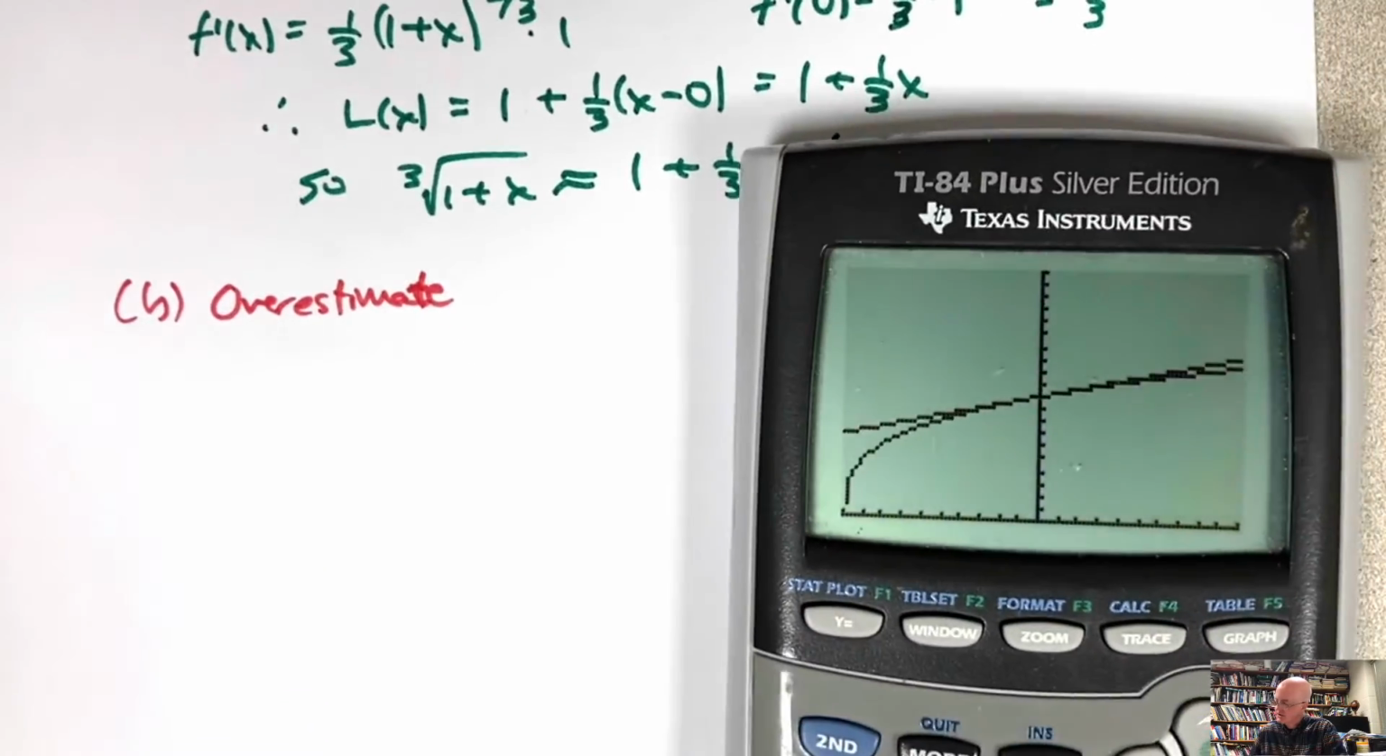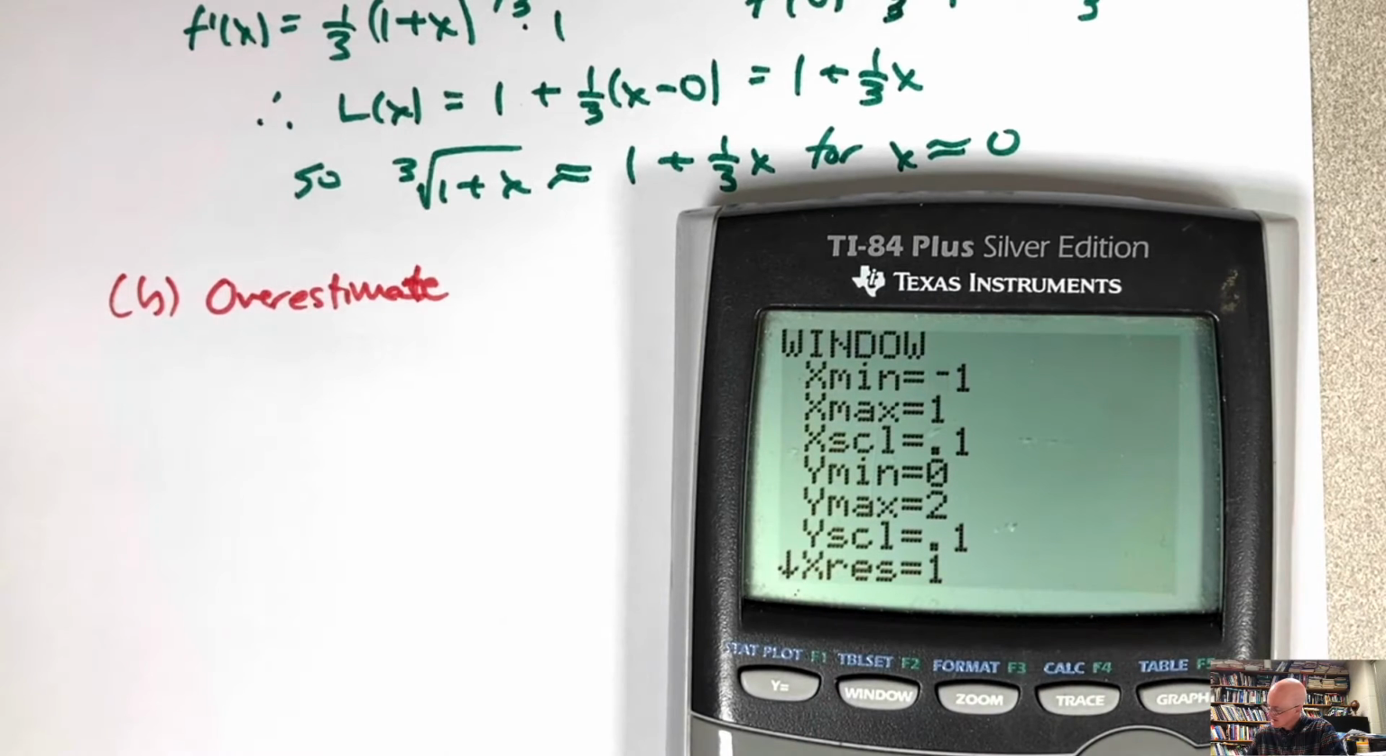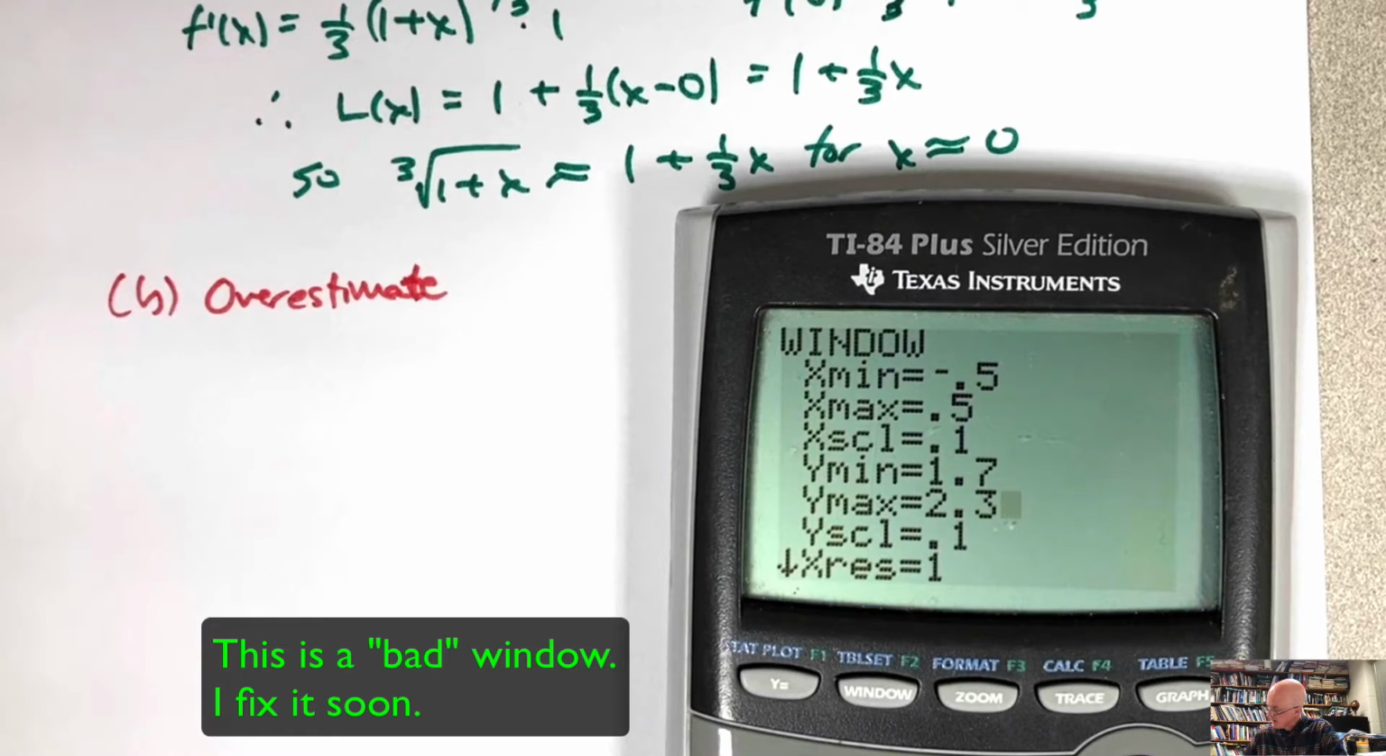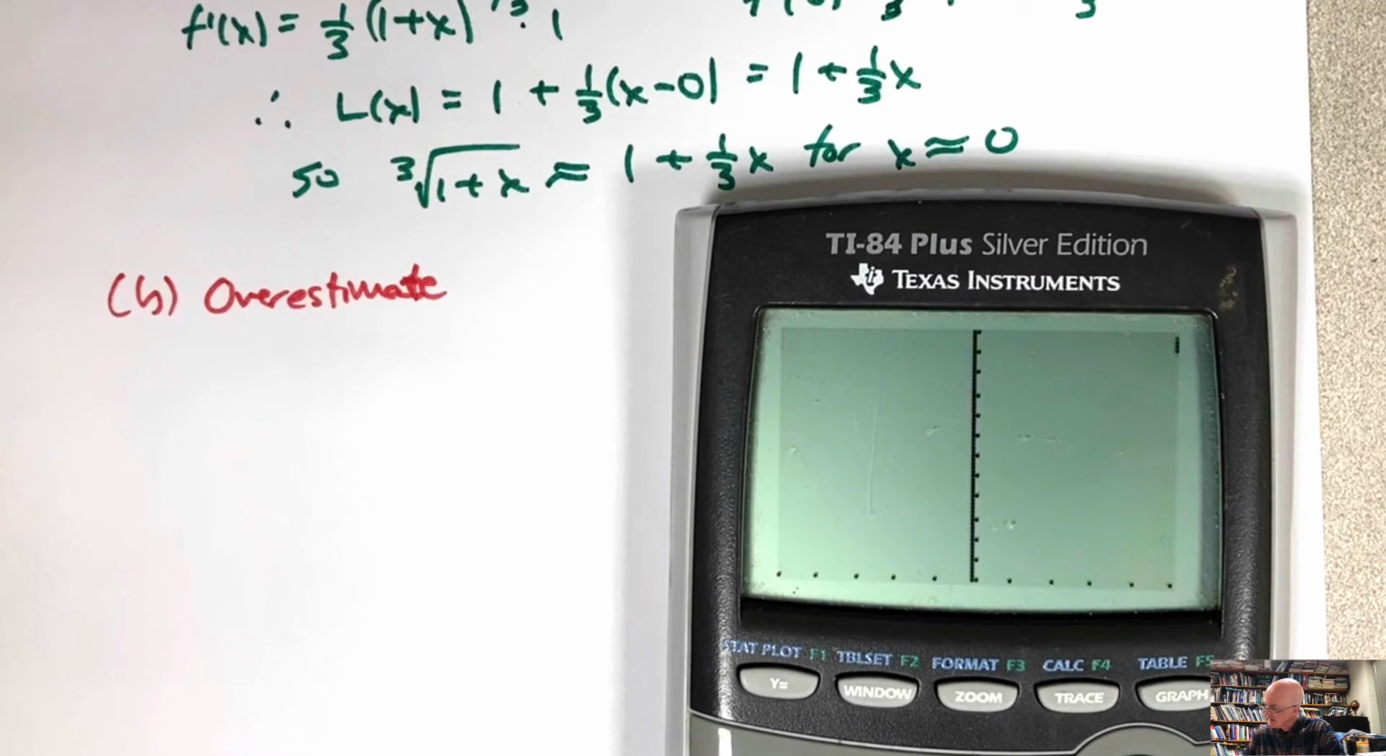Let's go back to the calculator and change the window here. Let's go negative 1/2 to positive 1/2 for x, negative 0.5 to positive 0.5. Oh, it probably would be good to zoom in closer to y equals 1 as well. Let's try 1.7 maybe to 2.3, and see how we do. And let's make the scale in the y direction smaller. How about 0.05? So, 1.7 to 2.3 with tick marks 0.05 apart. Let's see how it looks. Graph it.